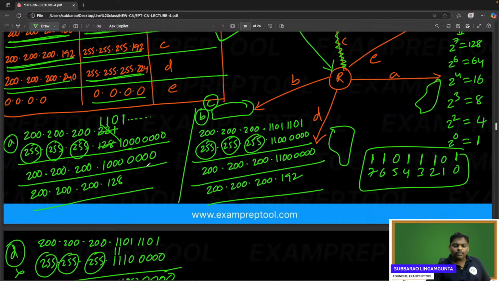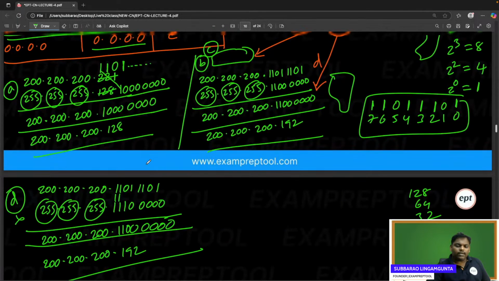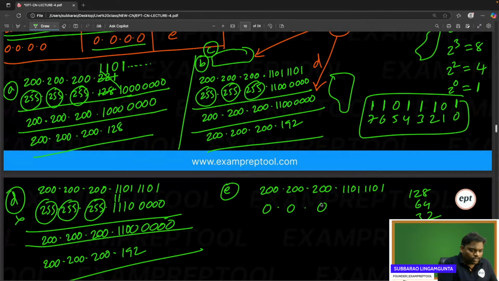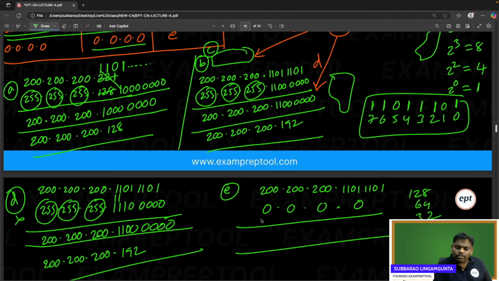Let's go for E. Interesting answer. Everyone listen. So 200, 221, 1101. Now if you see the subnet mask, let me check the table once again. Did I do anything wrong in the table? Yes, everything is perfect. If you do the AND operation, you will get 0 for anything. So which is matching? Yes, it is matching.